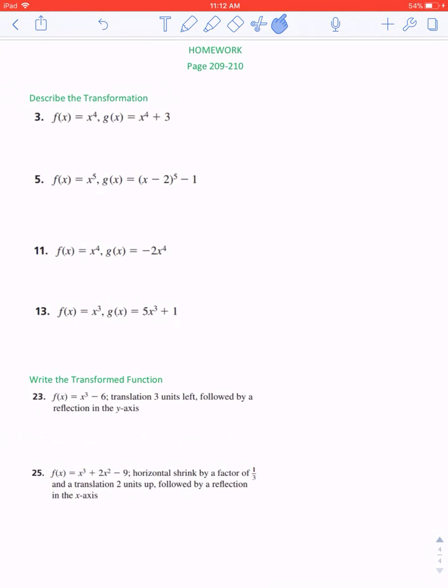There's some homework out of the book if you want some extra ones to practice. They're odd, so the answers are in the back of the book.